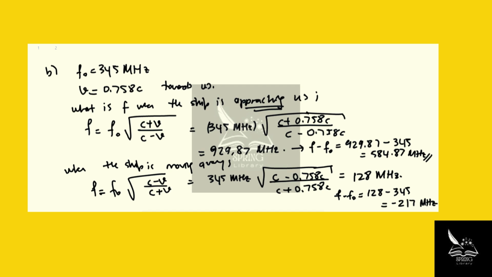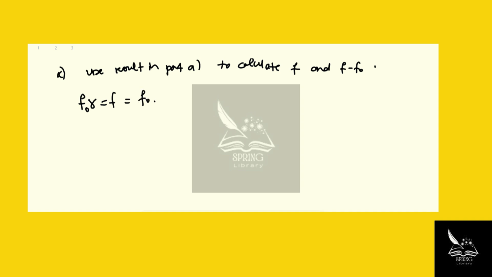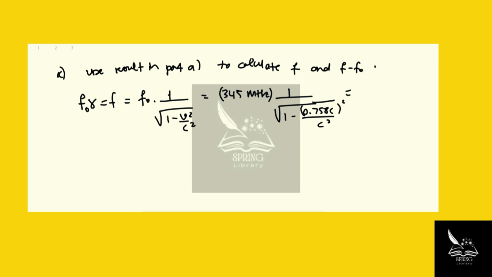Now in part C, we are asked to use the result in part A to calculate F and the shift. Let's do it first. The equation that we derived in part A was F naught times gamma equals F, correct? And this equals F naught times 1 over the square root of 1 minus V squared over C squared. If we assume that F naught is still 345 megahertz, using the first approach that we generated in part A, then we're going to have 0.758 C squared.